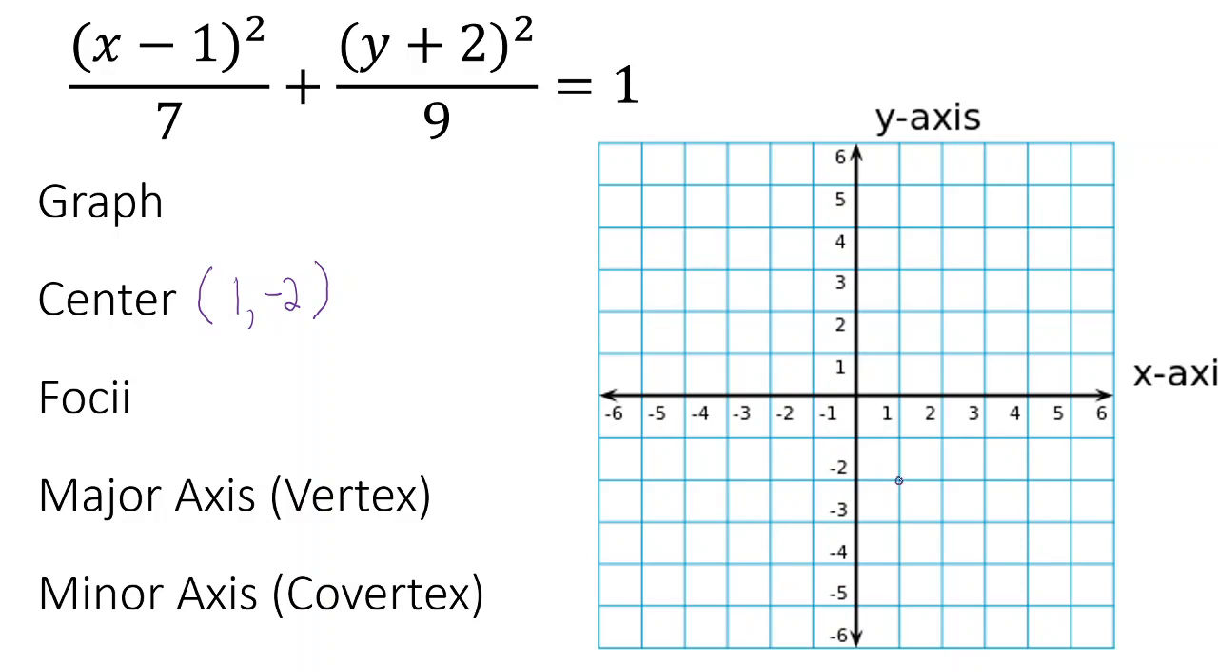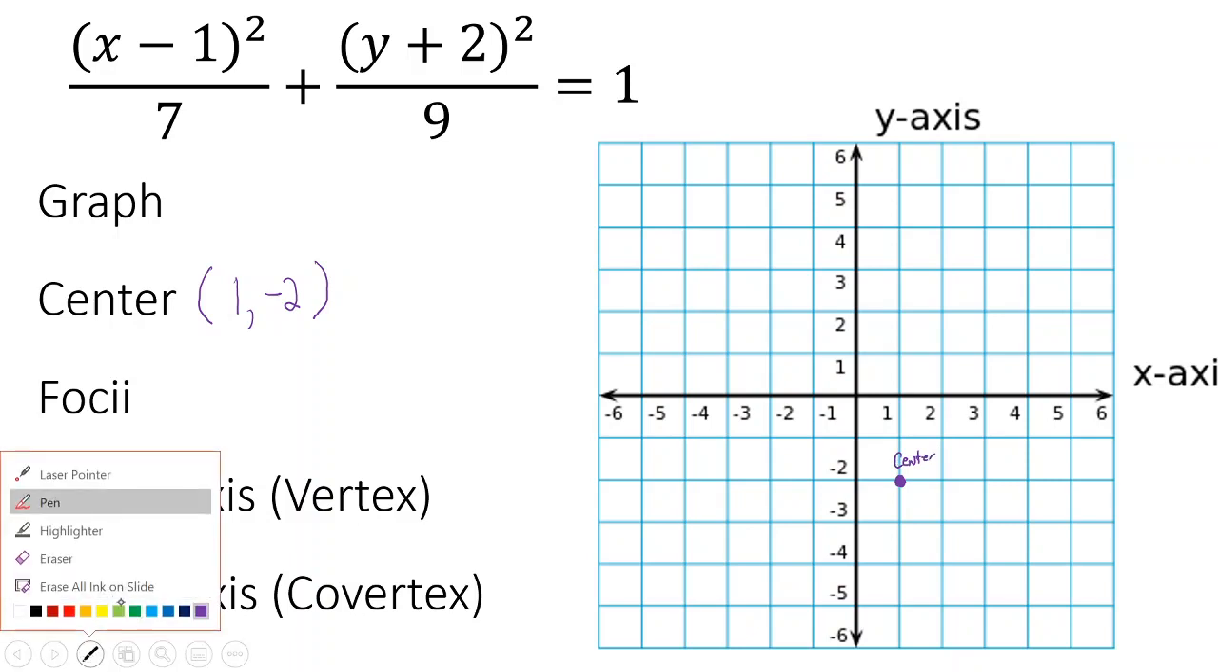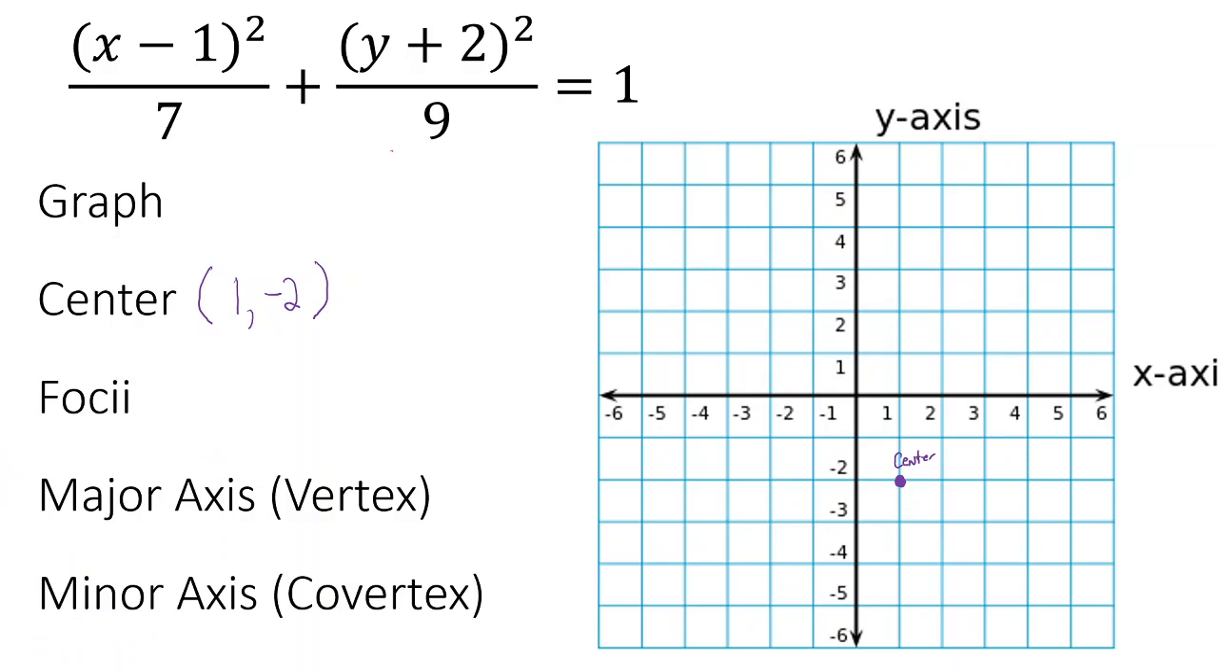So my center again is at 1, -2, right there. That's the center. And now I'm going to find my major axis and minor axis. This is the major. It's underneath y, so that's a squared because it's bigger. And this is the minor. That's b squared, and it's under the x. So let's start with the major, which is a squared equals 9, and it's vertical because it's under y. So a equals plus or minus 3.